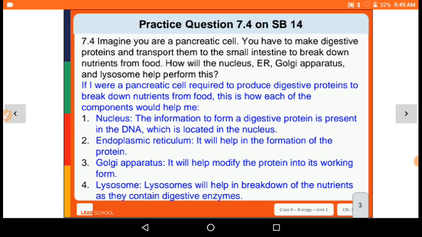Nucleus: the information to form digestive protein is present in DNA, which is located in the nucleus. So the function of nucleus is to store the information to form the digestive protein. जो प्रोटीन डाइजेस्ट होता है उसकी इंफॉर्मेशन फॉर्म करना है डीएनए से, और वो न्यूक्लियस में प्रेजेंट है. और एंडोप्लाज्मिक रेटिकुलम का काम क्या होगा तो वो फॉर्मेशन ऑफ प्रोटीन, और फिर गोल्गी बॉडी उसको मॉडिफाई करेंगे जिससे वो वर्किंग फॉर्म में आ जाए, और लाइसोसोम है वो सभी न्यूट्रिशन को डाइजेस्ट करेंगे क्योंकि उसके पास डाइजेस्टिव एंजाइम है.